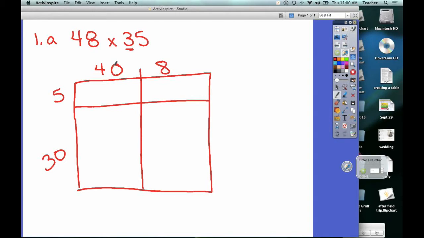Talk to your neighbor. I want you to figure out what's going to go in all 4 of those boxes, and I'm going to have someone come up and write what your answer is.